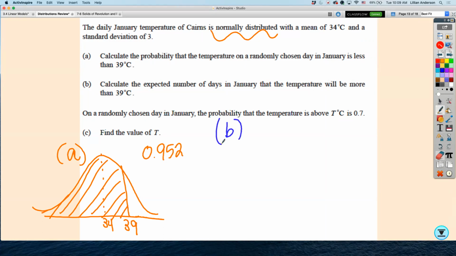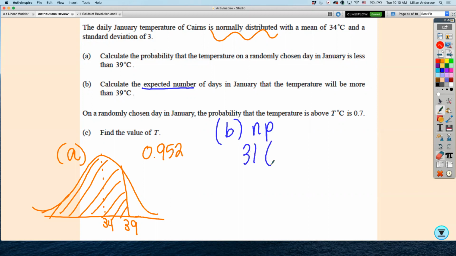For part B, we're to calculate the expected number of days in January that the temperature will be more than 39 degrees Celsius. Couple of things here. Expected number of days means expected value. To find expected value, we take our N and we multiply it by our P. N represents the number of days in January. And how many days are in January? 31.